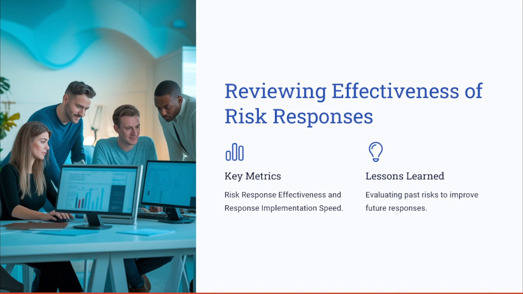So we're going to talk about two key metrics here. The first is the risk response effectiveness. You can think of it as a percentage of the mitigated risks. The other key metric that can be used is response implementation speed, which means the time we take to respond to a risk, or to implement its mitigation strategy or its risk response. So we have two key metrics here to review the effectiveness of your risk responses: the risk response effectiveness and the response implementation speed.